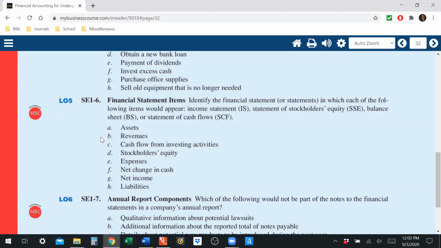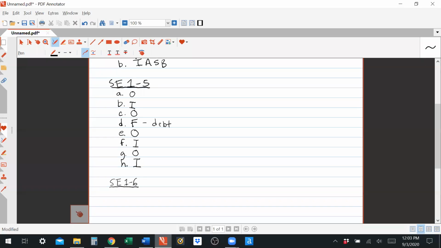So A, assets. Which statement are those on? Balance sheet, great. The balance sheet reports the ending dollar value, so the dollar value at the end of a period, of all your assets, your liabilities, and your owner's equity accounts.